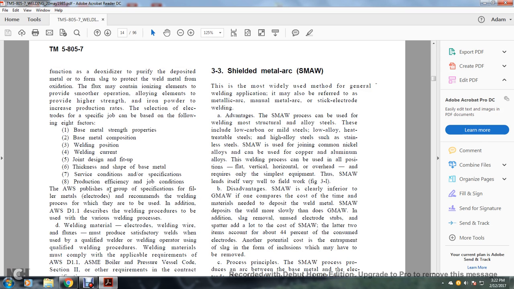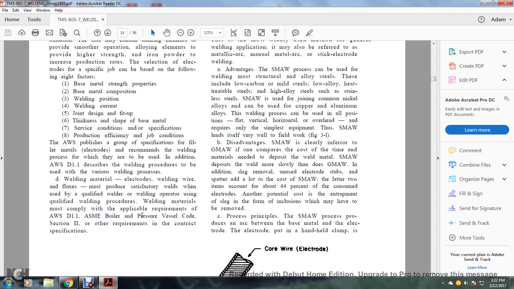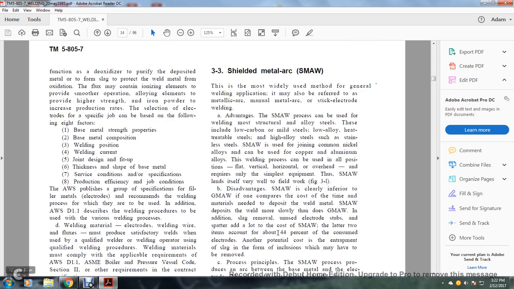The American Welding Society publishes a group of specifications for filler metals and electrodes, with recommendations for the welding process for which they are to be used. In addition, the American Welding Society D1.1 describes the welding procedure to be used for the various welding processes. Welding materials, electrodes, welding wire, and fluxes must provide a satisfactory weld when used with a qualified welder, welding operator, and qualified welding procedure. Welding materials must comply with the applicable requirements of the American Welding Society D1.1, the American Society of Mechanical Engineers Boiler and Pressure Vessel Code, Section 2, and other requirements in the contract specification.